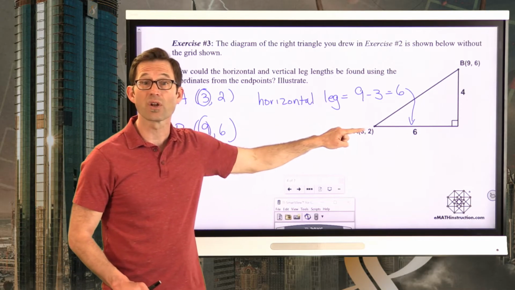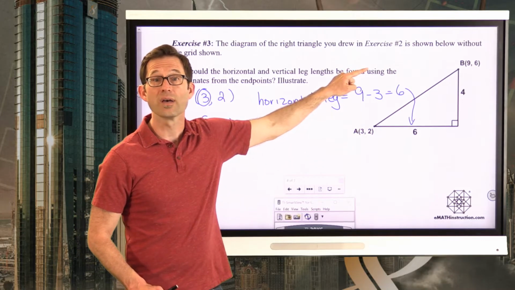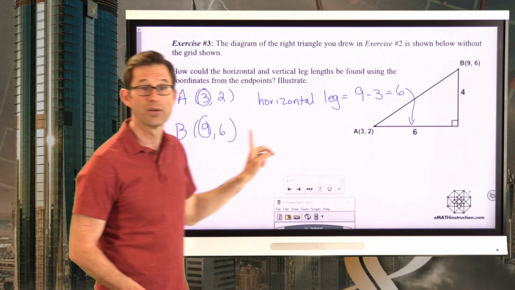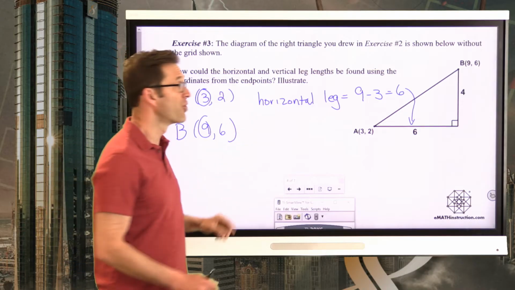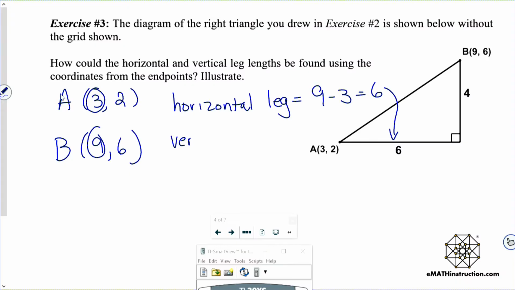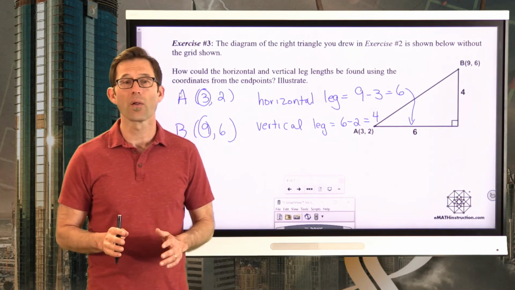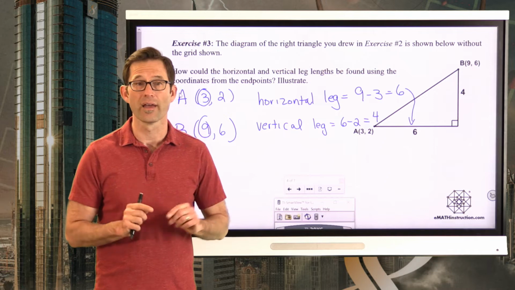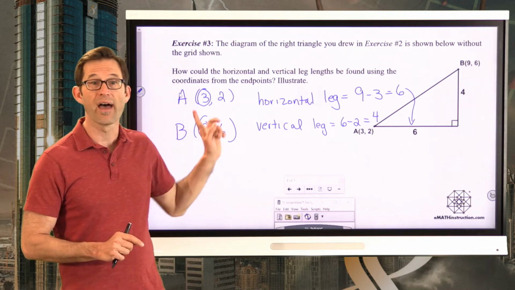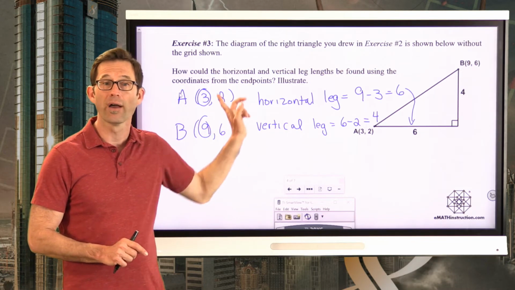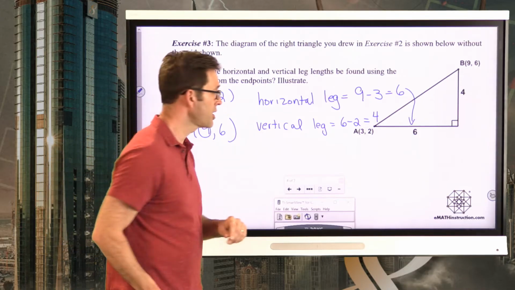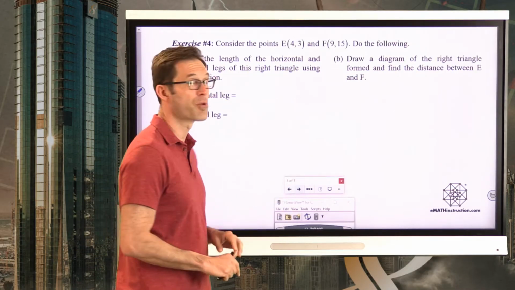Likewise, this thing starts at a y-coordinate of 2 and goes up to a y-coordinate of 6, right? And therefore, the vertical leg equals 6 minus 2, which is equal to 4. So we can always figure out the horizontal and the vertical leg lengths by simply subtracting x from x and y from y.